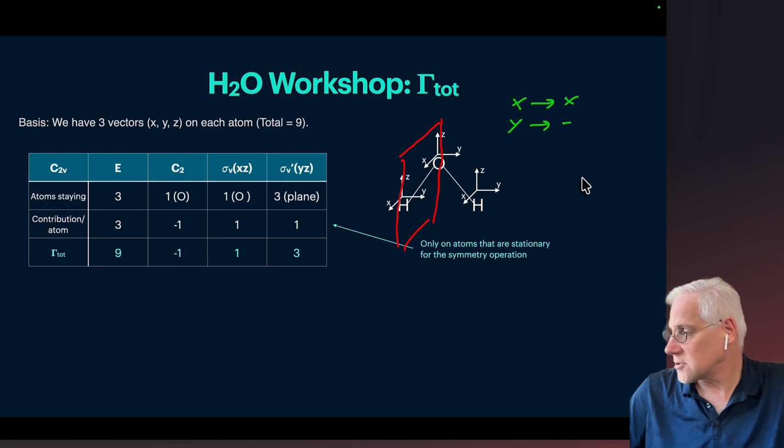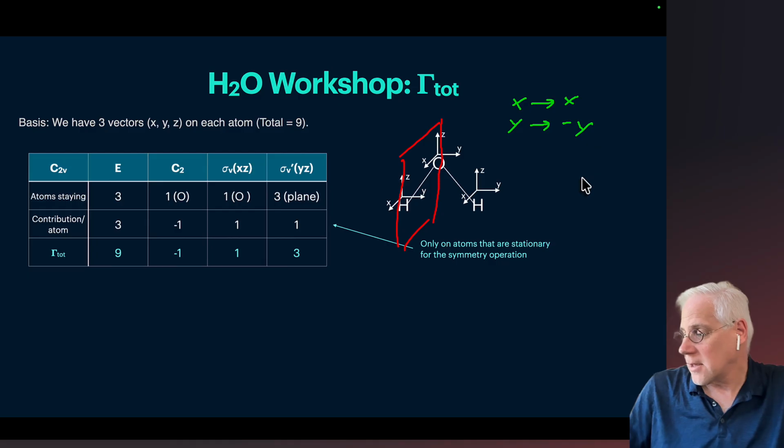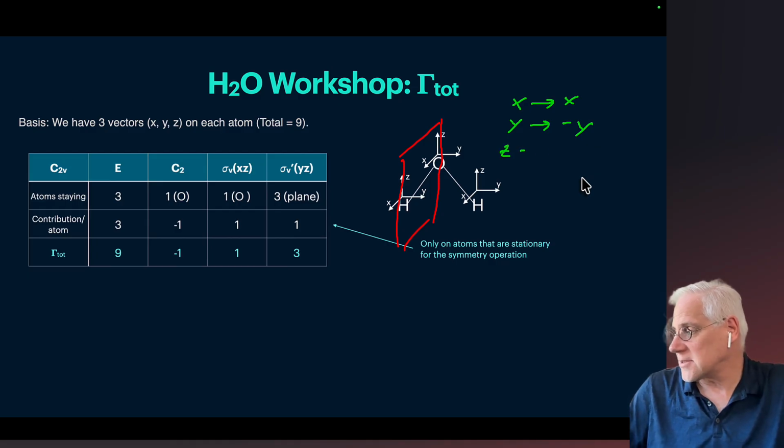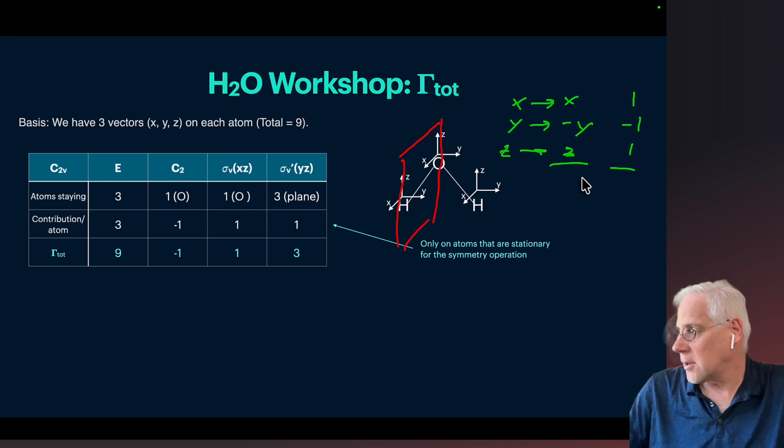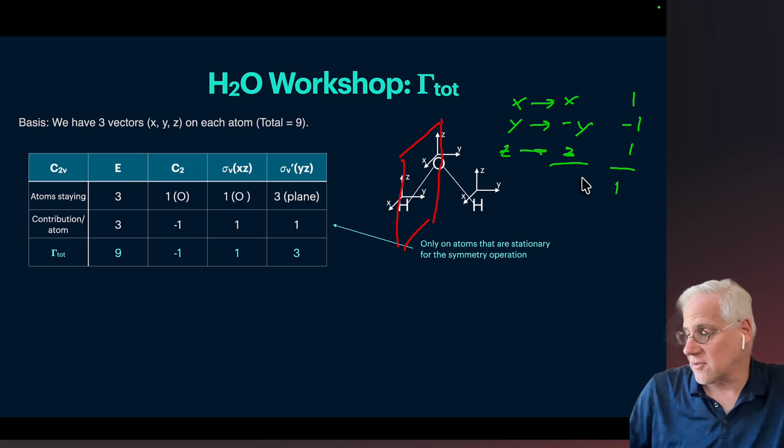-Y, not -X. Just not a very well drawn Y there. And then my Z still remains the same, so my Z goes to Z. So really what I've got is 1, -1, and 1. And if I add those up, I get +1. And that's exactly what we have right here.